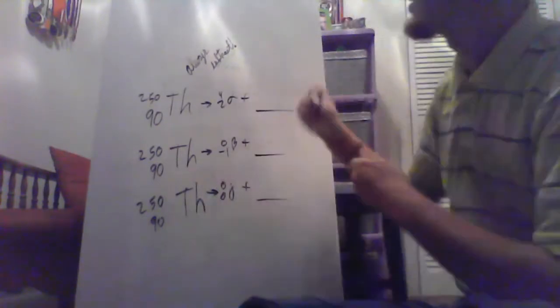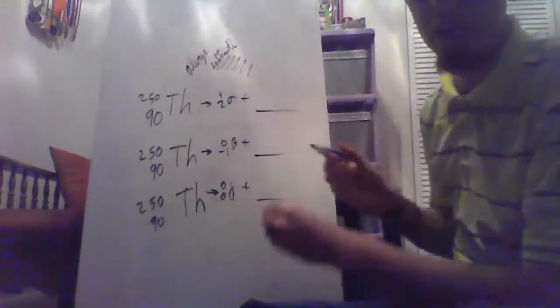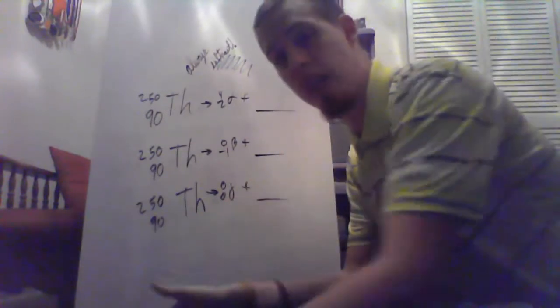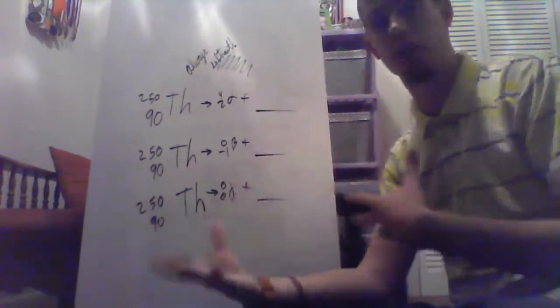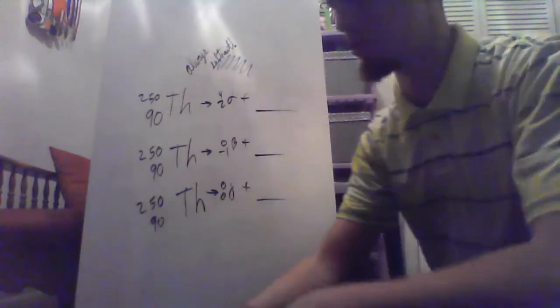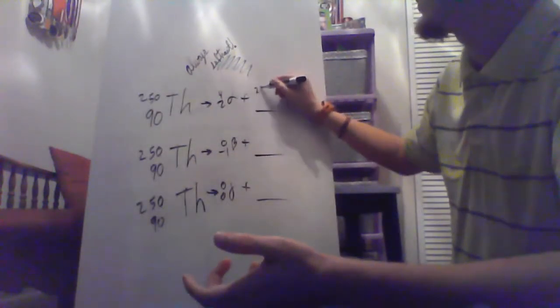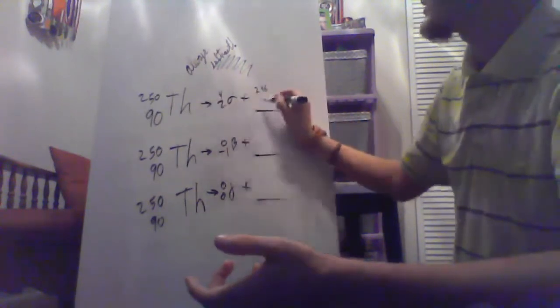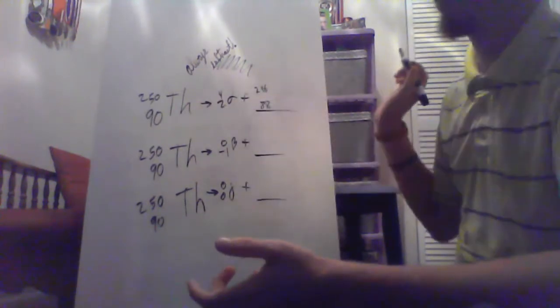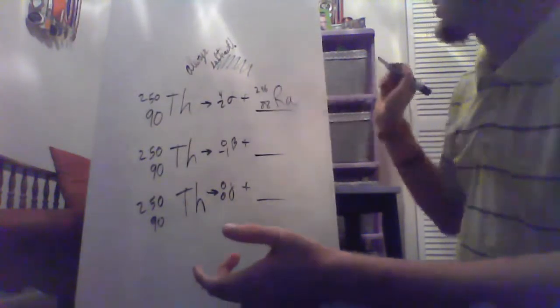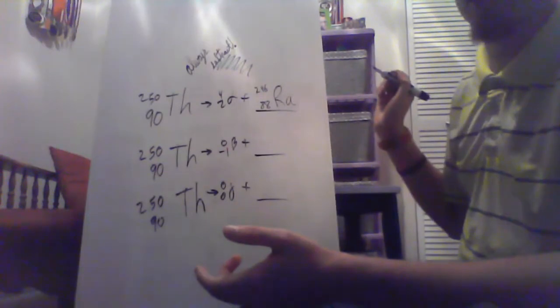I have no clue if that green is going to show up. I don't think it's showing up. Purple. Okay, always subtract, because when you decay, you get smaller. I don't want to accidentally grow these things. That's bad news. So with these, your subtraction, 250 minus 4 is going to be 246. 90 minus 2 is 88. And element 88, unless I am crazy, should be radium.